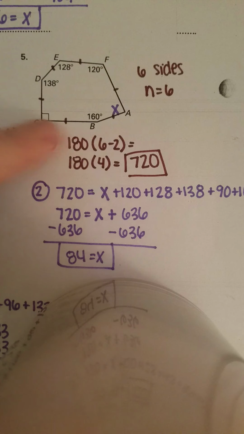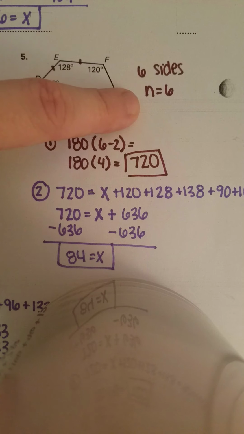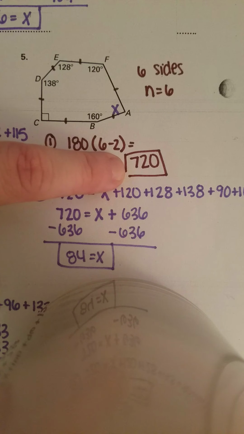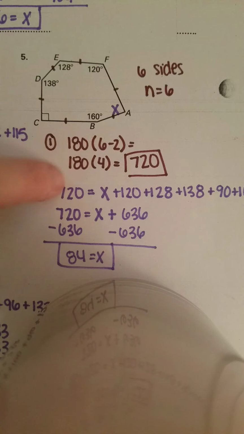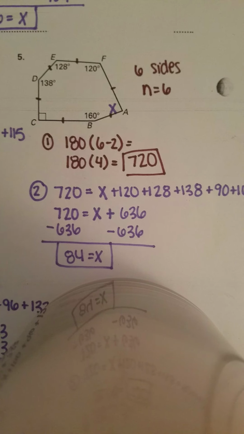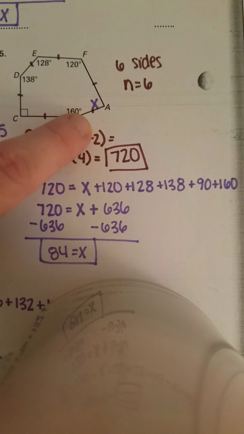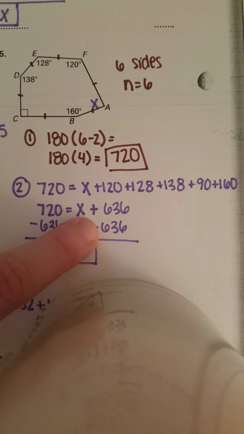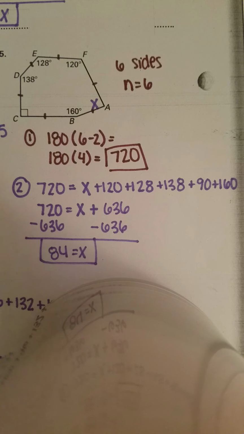If you count up all of the sides, you get 6 sides. So n is going to equal 6. You take that and plug that in where the n would go. So 180 times 4, because 6 minus 2 is 4, which gives you 720. You take your 720, bring it down, and now we're going to go all the way around and add them all up together. This is the one we didn't know, so we put an x there. We added up all of the numbers together and got 636. Subtract that away, and so you get 84 equals x.